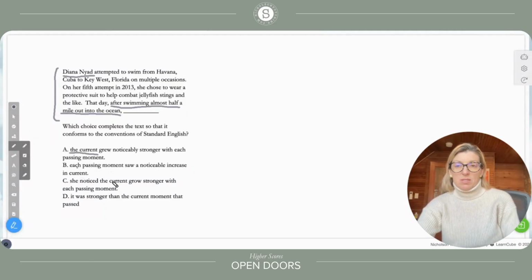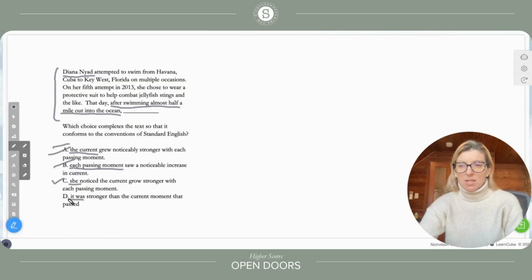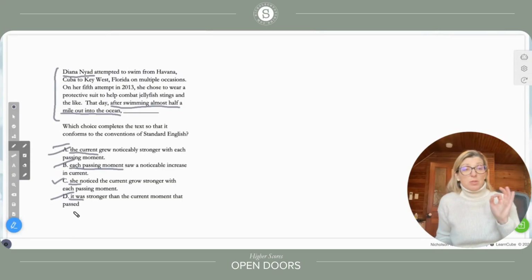Does the current swim half a mile out into the ocean? That doesn't make any sense. So let's eliminate that. Does each passing moment swim almost half a mile out into the ocean? No. Does she? Well, she replaces Diana Nyad. That sounds really good. And then it was stronger than the current. No, that doesn't agree. So that's out. So C is our answer. It's the only one that fixes the modifying issue.